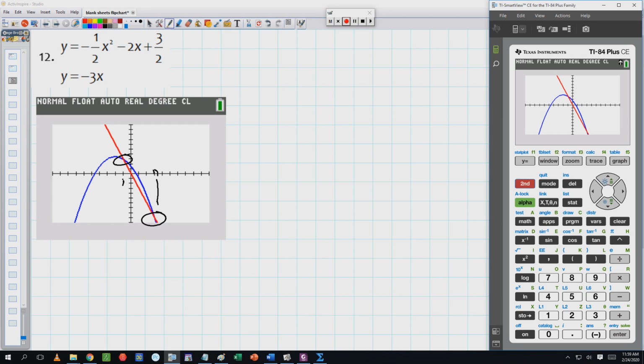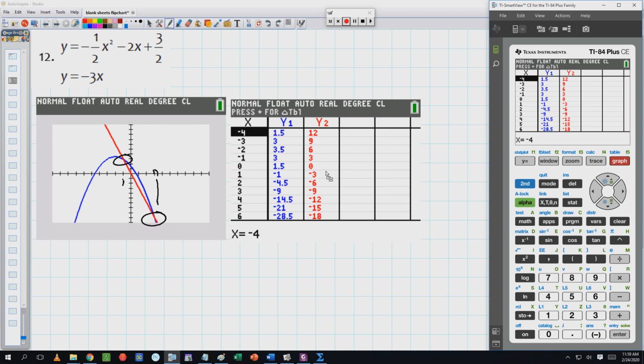Go to my table. See -1, yep, there I have matching 3's. So -1, 3 is one solution, and 3 right there, -9. 3 at -9. You can't always tell from the table, so sometimes you may have to use that intersect button, but that is pretty neat.